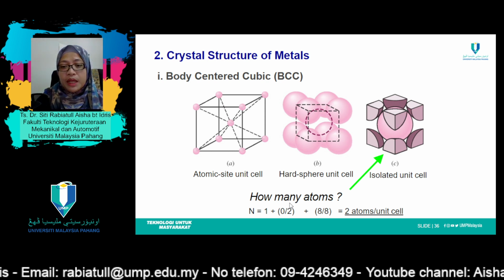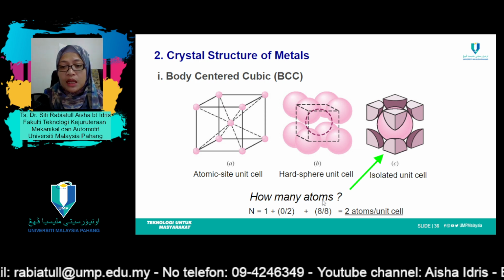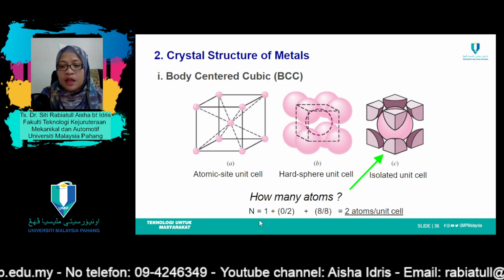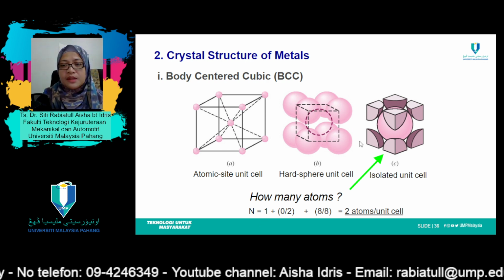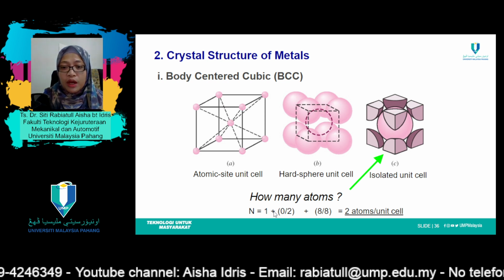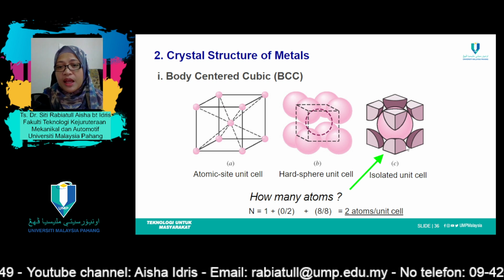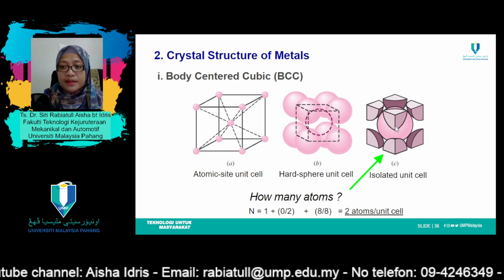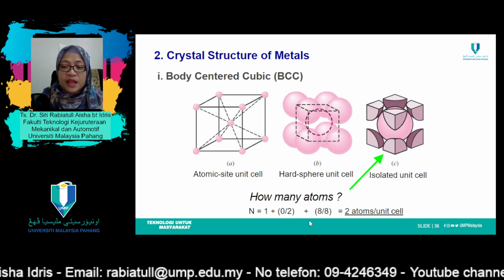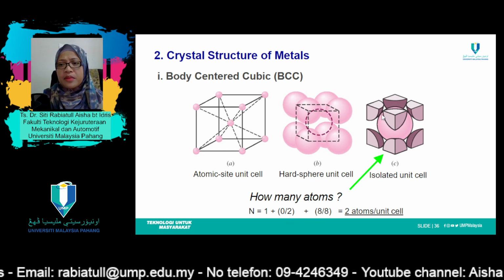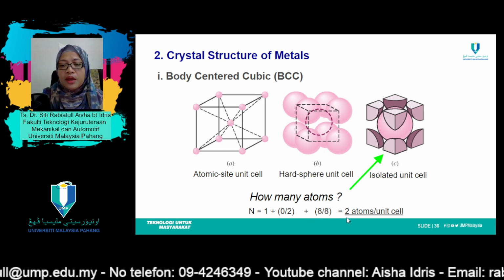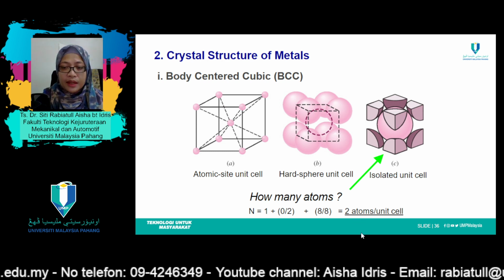Again, the same formula is applied to calculate the number of atoms. N equals, is there any internal atom in it? Yes, there is 1. So 1 plus face atoms. Is there any face atom in BCC? No face atom, so 0 divided by 2, plus, are there any corner atoms? Yes, there are 8 of them. So 8 over 8. Altogether it equals 2 atoms per unit cell.